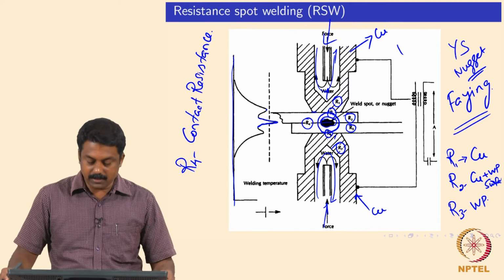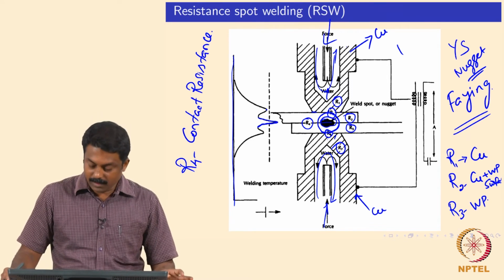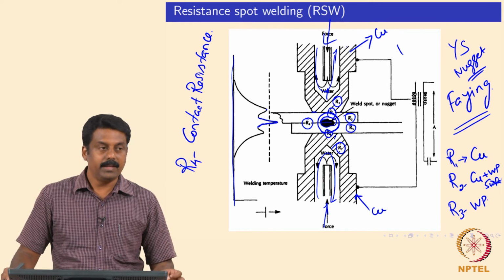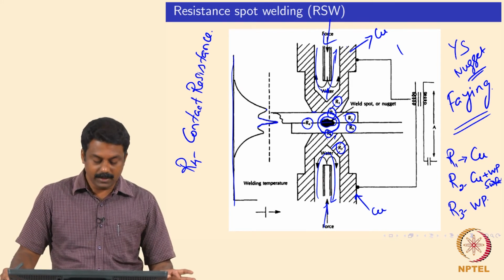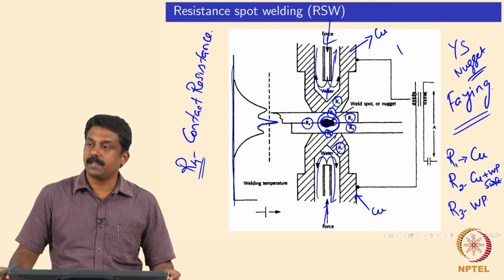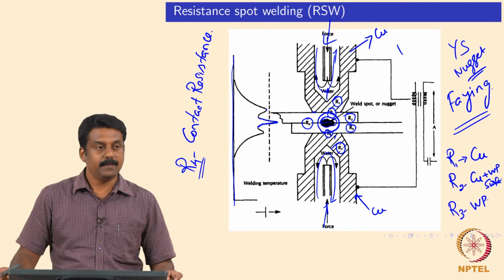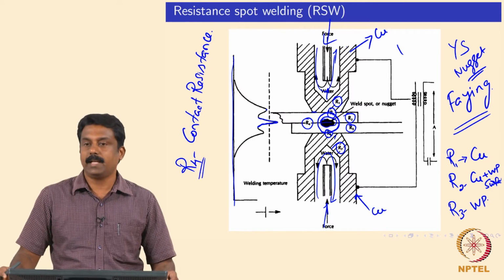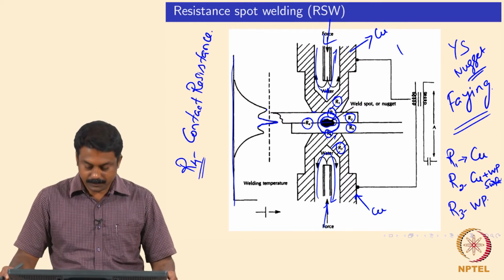We will see. So, it is clear, right. So, how do we control the heat generation? So, heat generation during resistance spot welding is actually controlled by the R4. The R4 is the contact resistance between the two welding interfaces. Yes, it is clear? Good.